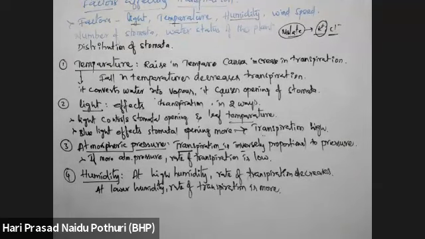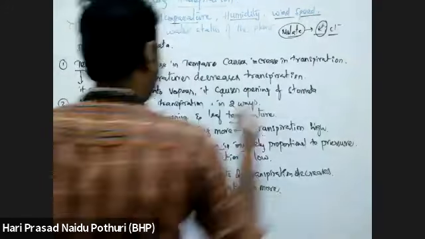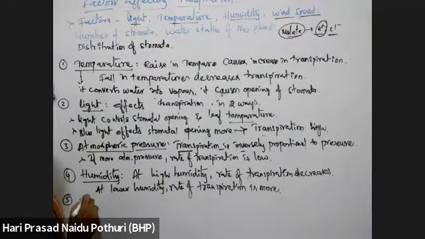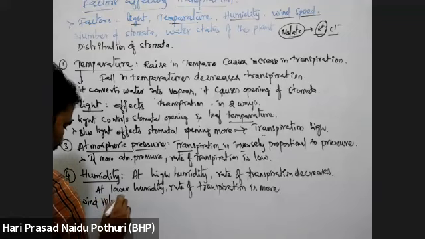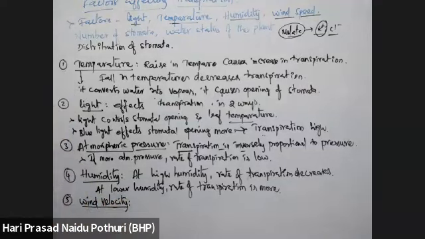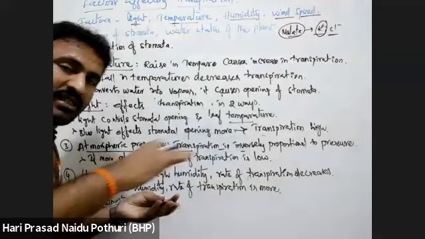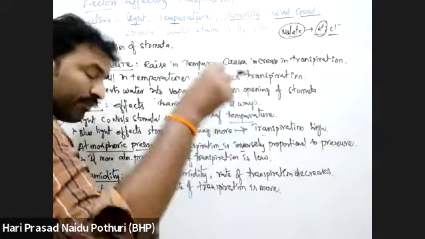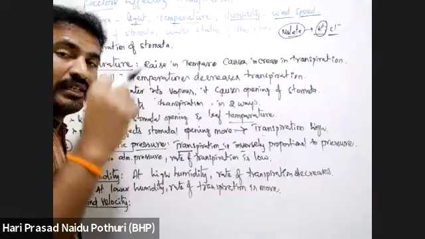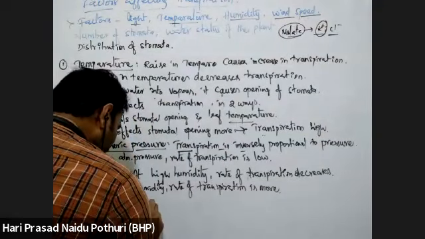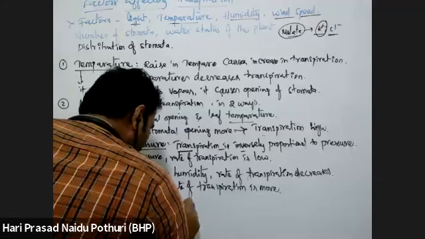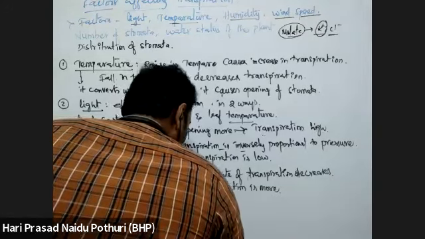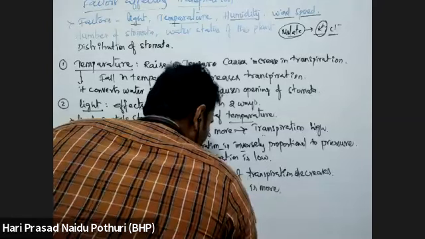Then wind velocity, wind speed. Fifth one, wind velocity. Here, when wind is blowing, when air is moving on the surface of the leaf, that wind increases transpiration by removing the water vapor which is present on the leaf surface. Wind increases transpiration. How? By transpiration, what happens?